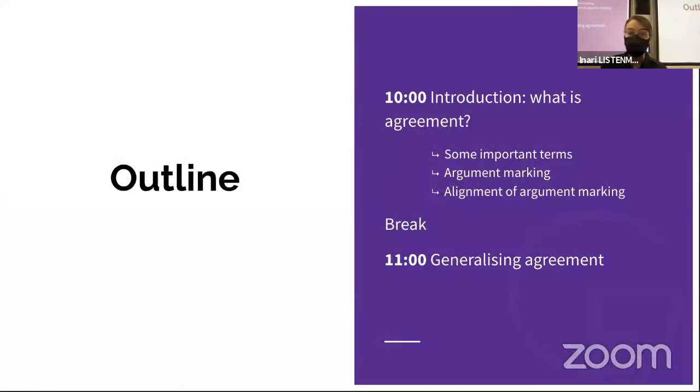Agreement terminology. And then we have a break, and then at 11 we're going to talk about the actual topic. Well, how does what I'm telling in the first half generalize to other parts of speech?